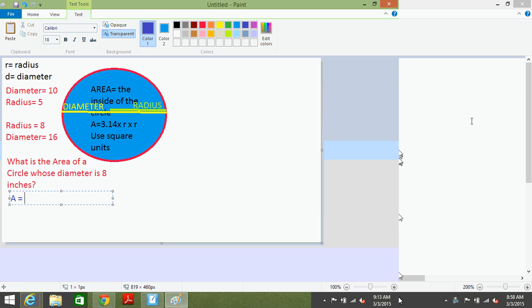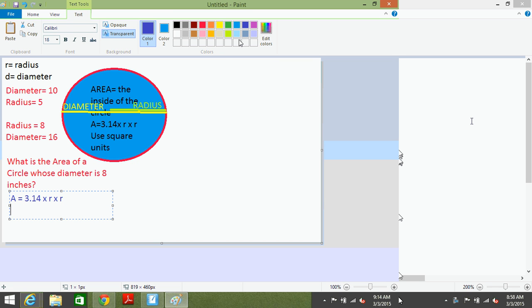What's our formula for area? What did we say our formula was? Okay, what's the formula? 3.14 times R times R. Good. So the first thing I do is I always put my formula down. That's my first step. Now I'm going to plug in what they gave me to my formula.